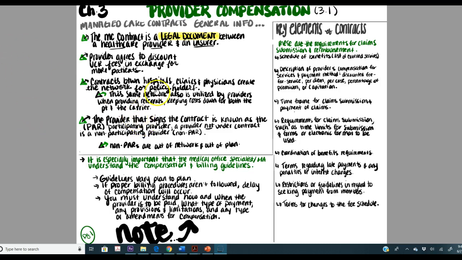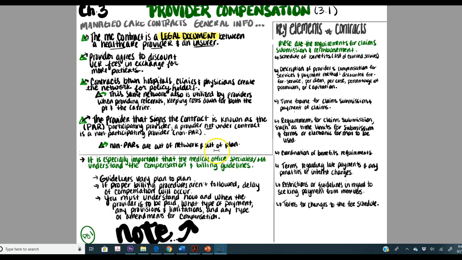So the contracts between hospitals, clinics, and physicians create the network for the policy holders to visit, and this same network then is also utilized by the providers when they are providing referrals, and that helps to keep the cost down for both the patient and the carrier.